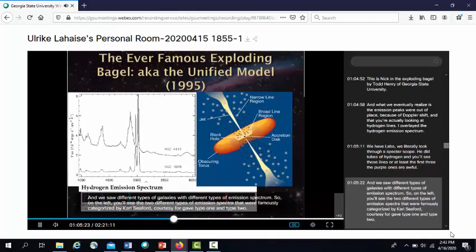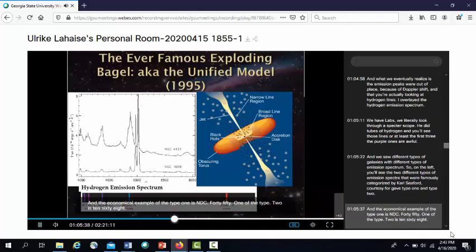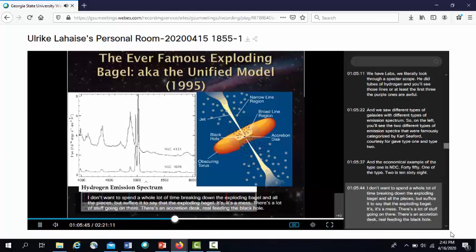And we saw different types of galaxies with different types of emission spectra. So on the left, you'll see the two different types of emission spectra that were famously categorized by Carl Seyfert. Carl Seyfert gave type 1s and type 2s, and the canonical example of a type 1 is NGC 4151, of a type 2 is NGC 1068. I don't want to spend a whole lot of time breaking down the exploding bagel and all the pieces, but suffice it to say that the exploding bagel, it's a mess. There's a lot of stuff going on there.